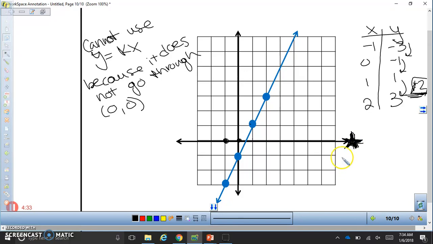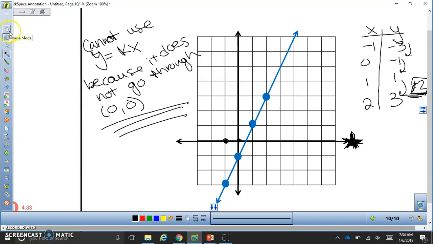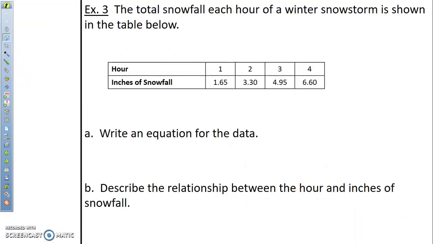I want to focus on the fact that linear does not go through the origin. Linear does not have to go through the origin. Oh, sorry, proportional has to go through the origin. Proportional has to, linear does not.